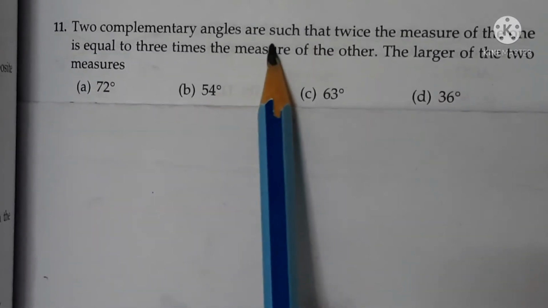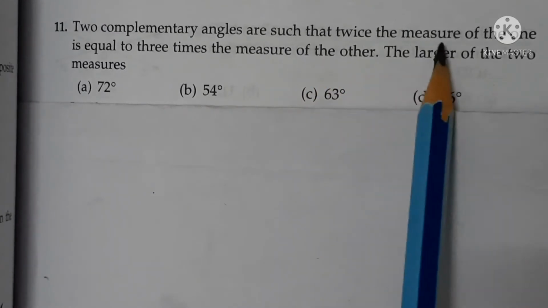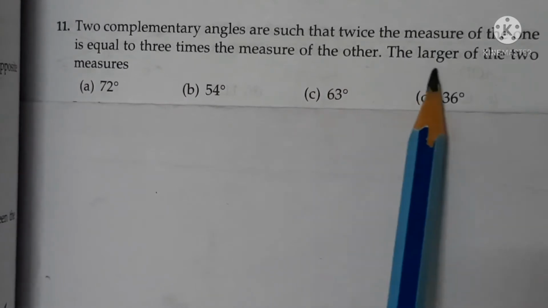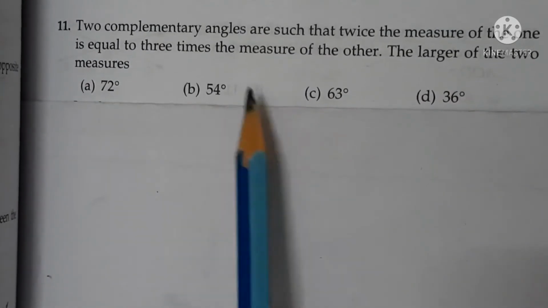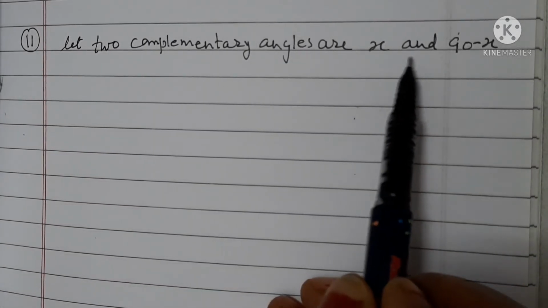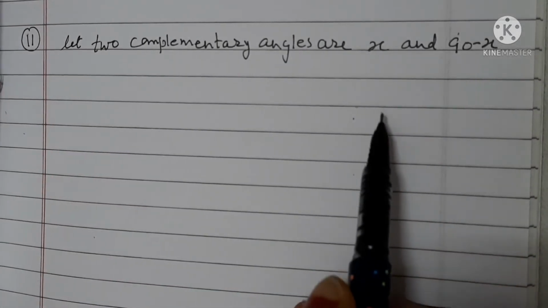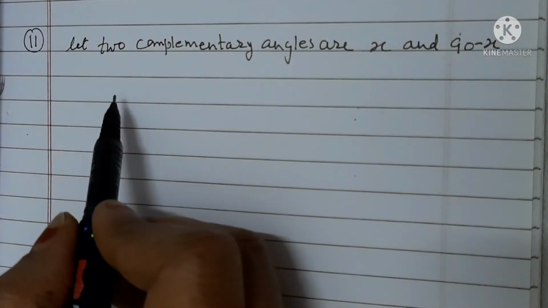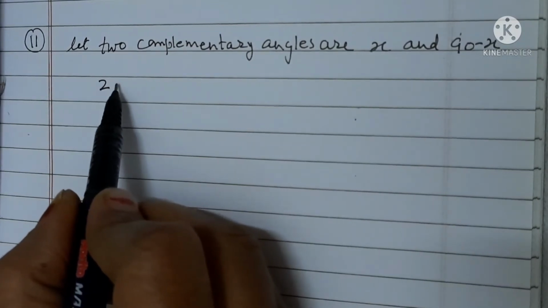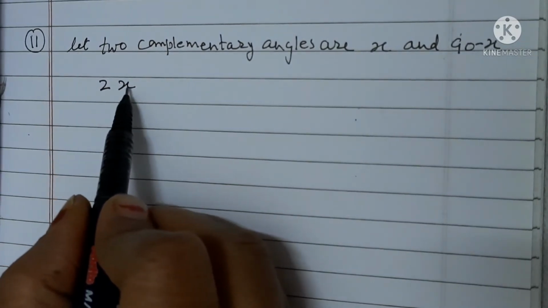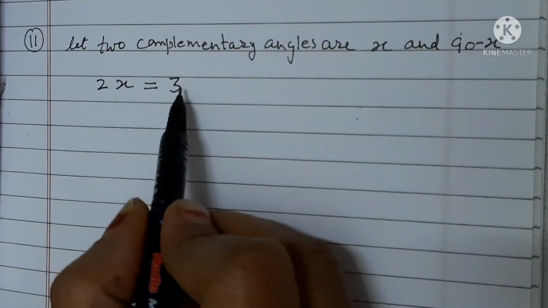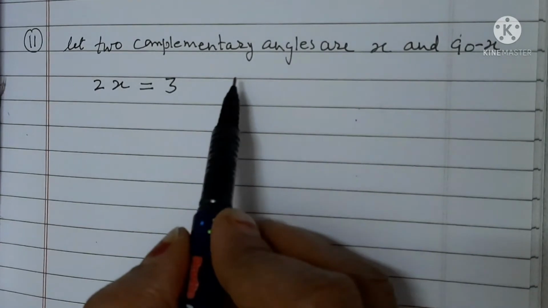Two complementary angles are such that twice the measure of one is equal to 3 times the measure of the other. The larger of the two measures. Let's see. Let the two complementary angles be x and 90 minus x. And what is the relation given? Twice the measure of one, so 2x, is equal to 3 times the measure of the other, 3 into 90 minus x.